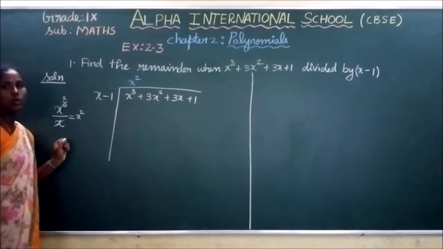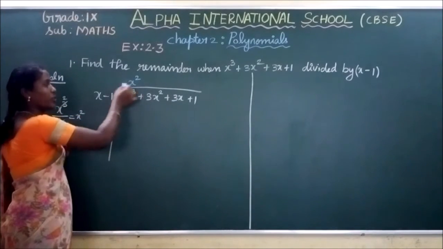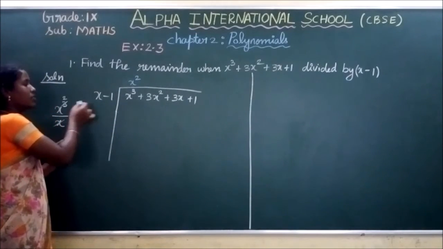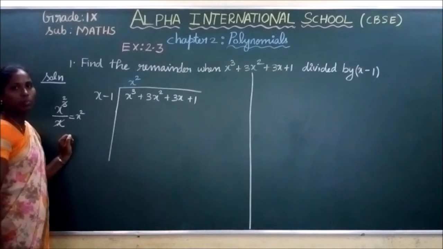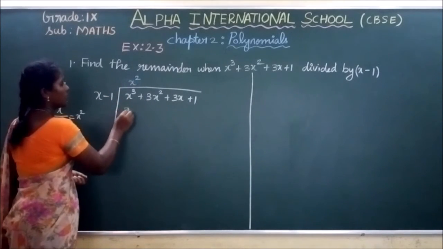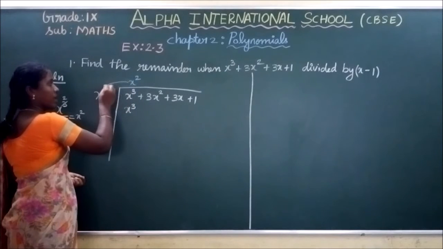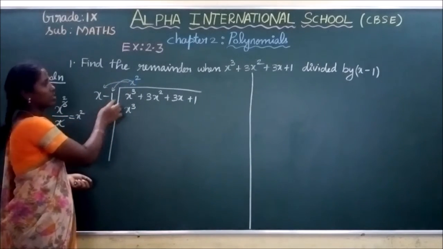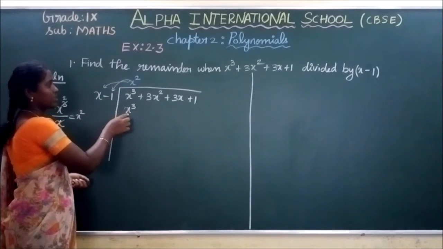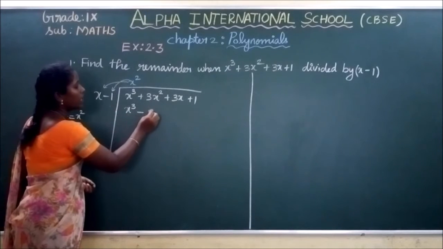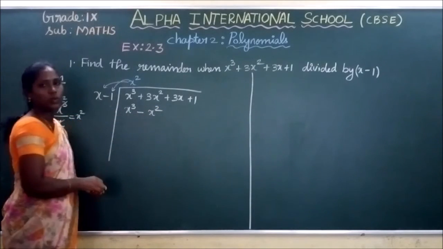What is the first term of the quotient? x square. Already I told you, if you know, you can directly do that. Otherwise, divide the first terms and find the term of the quotient. So x square into x is x cube. You have to multiply with both of the terms in the divisor. So x square into x is x cube. Now x square into minus 1 is minus x square.